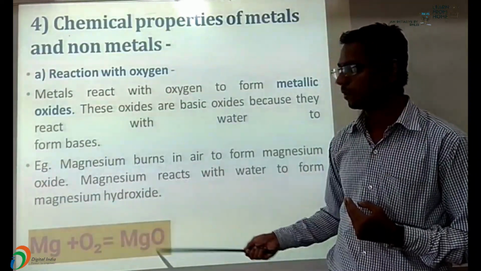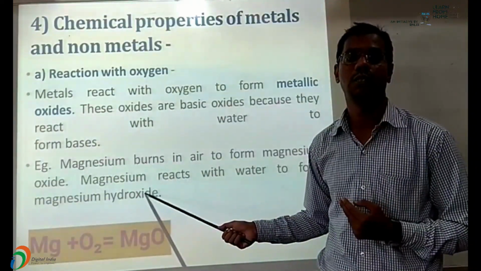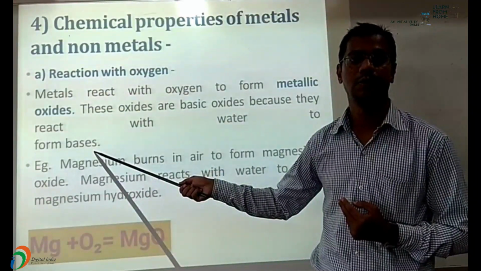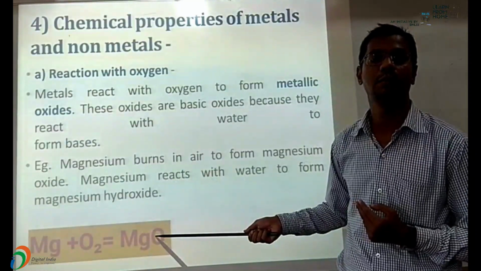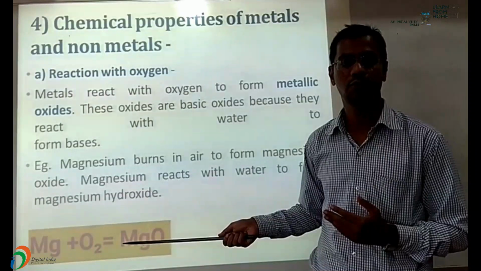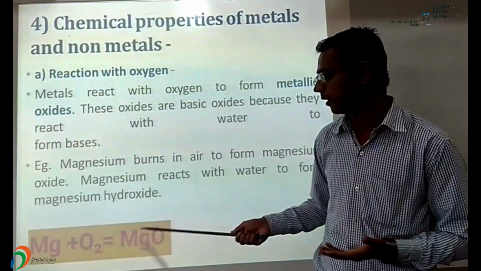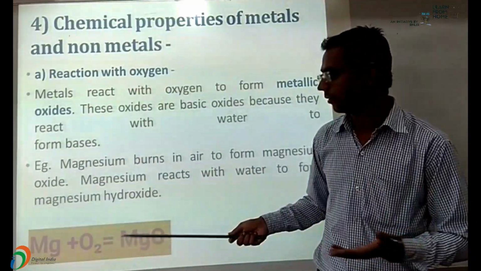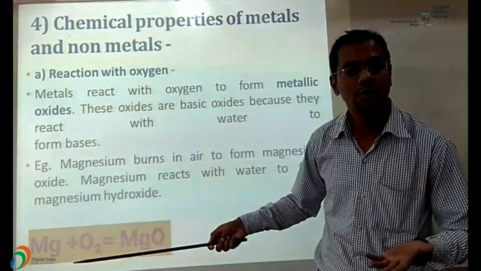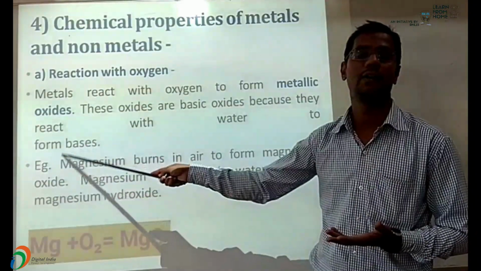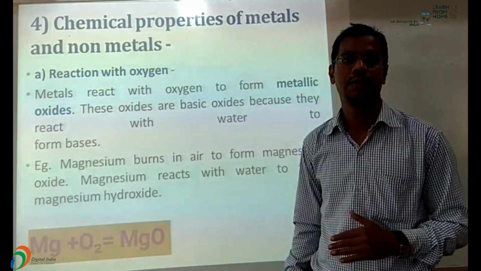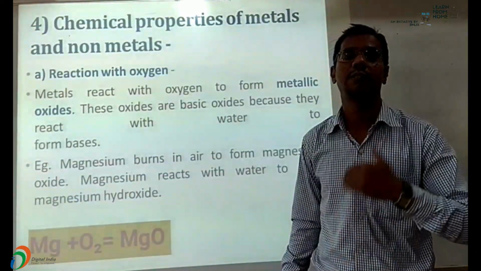So when such a metal oxide combines with the water to form bases, okay, it means magnesium oxide combines with water to form magnesium hydroxide. What forms? Magnesium hydroxide. It is a magnesium oxide. These oxide reacts with the water to form magnesium hydroxide, and this magnesium hydroxide is basic in nature. And what is meant by basic in nature? Solution whose pH is more than 7.